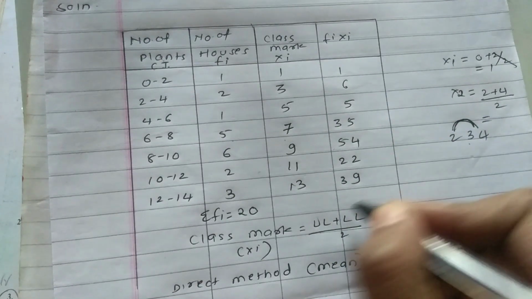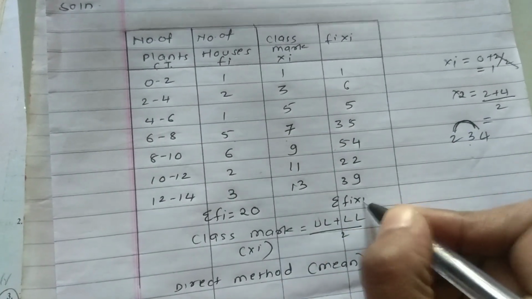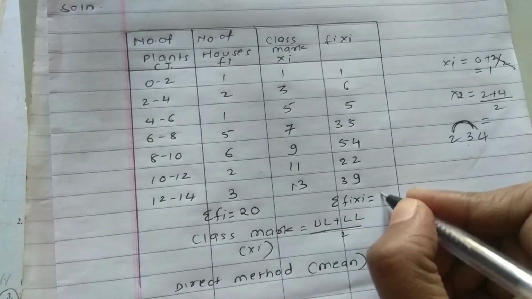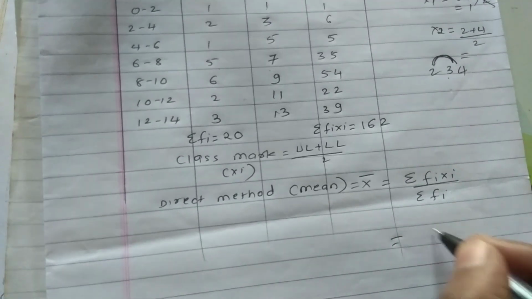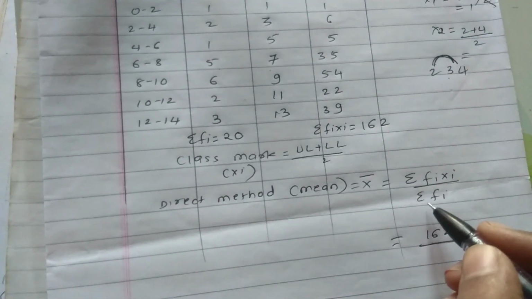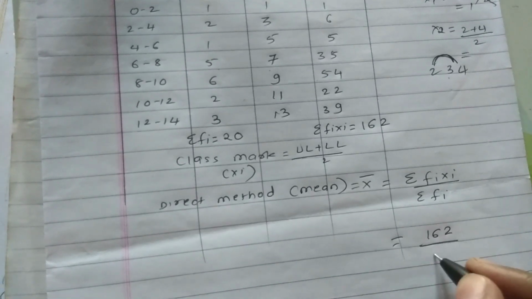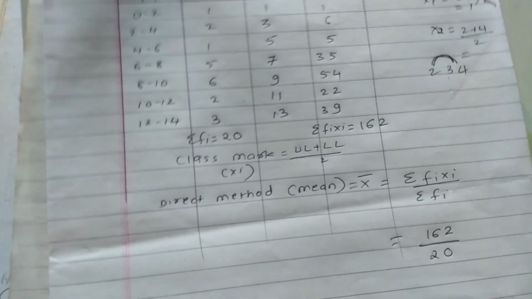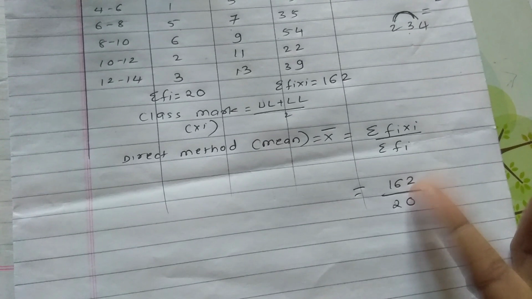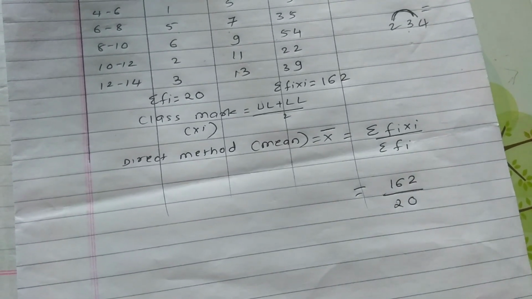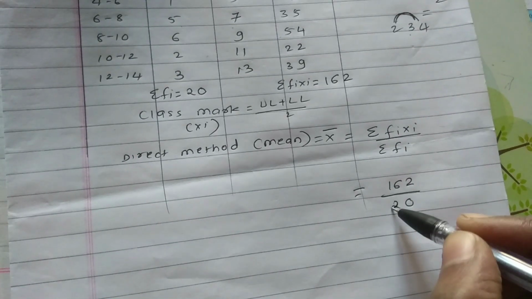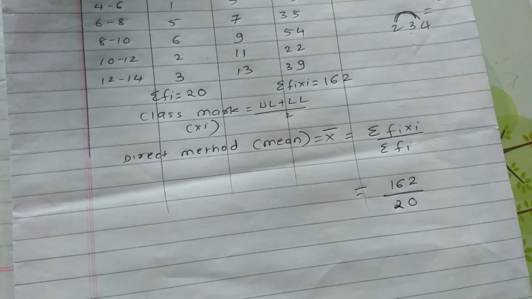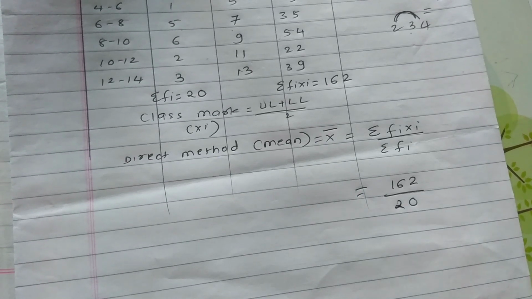After adding all these, because we want the summation of fi into xi, you will get 162. Now we want to calculate the mean: summation of fi into xi, that is 162, divided by summation of f, that is the frequency, that is 20. If we calculate this, first we can reduce this into the lowest form, otherwise 162 divided by 20 you can do, you will get the same answer. I would like to reduce this to the lowest form, because you should know the table of 20, you can learn it easily.